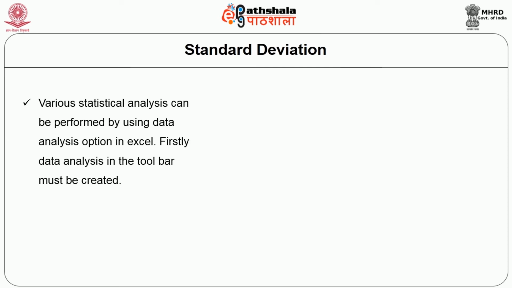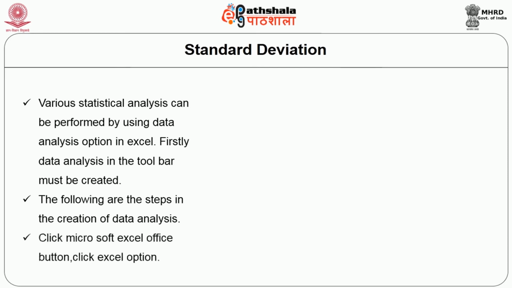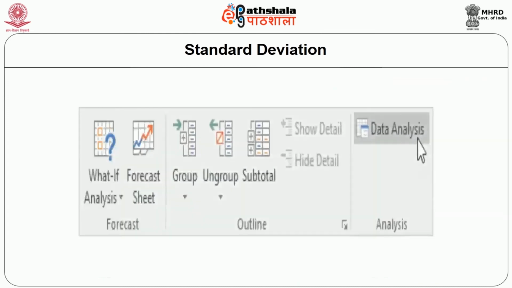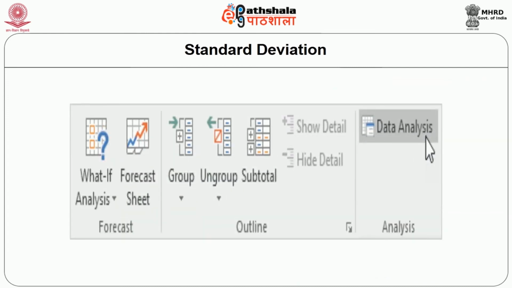Firstly, the data analysis option in the toolbar must be created. The following are the steps in the creation of data analysis. Click the Microsoft Excel Office button, click Excel options. A dialog box will be displayed. In the dialog box, select add-ins, select analysis toolbar. Click OK. Click data in the main menu. Now we can see the data analysis under the data main menu.